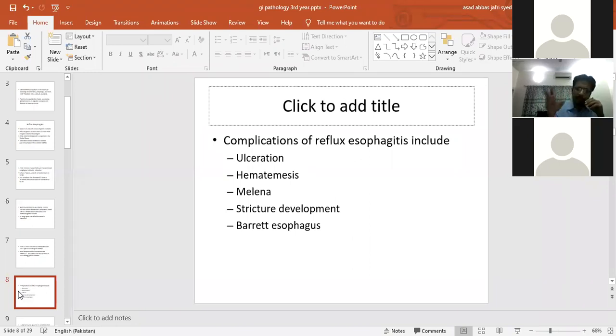So melena is basically black stools, and it is a sign that the bleeding is probably taking place somewhere in the upper gastrointestinal tract, because if it's in the lower gastrointestinal tract, generally they present with bleeding per rectum. So melena is a hallmark of bleeding somewhere in the upper gastrointestinal tract.